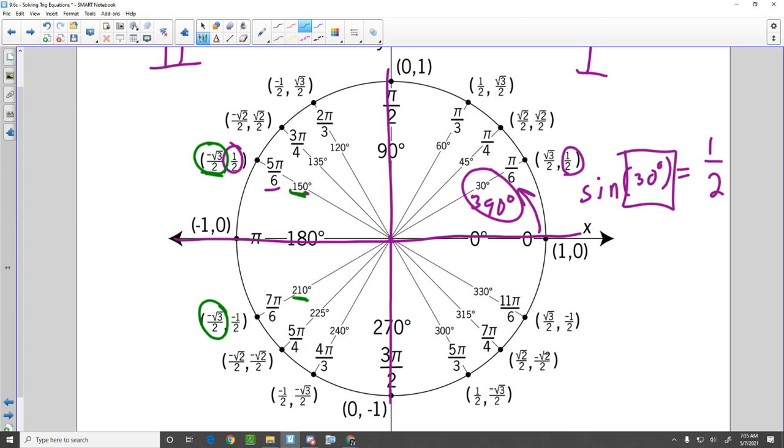And notice that this is now quadrants 2 and 3, because cosine is negative to the left, right? Your x-coordinate is always going to be negative to the left, in quadrants 2 and 3. And so you just look at those coordinates and say, oh, well, cosine of those angles would be negative root 3 over 2. All right, that's our whole goal for today.